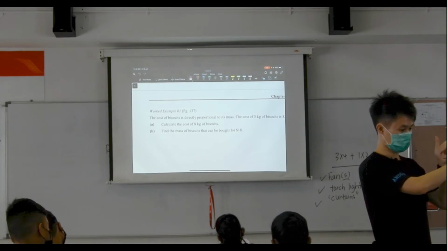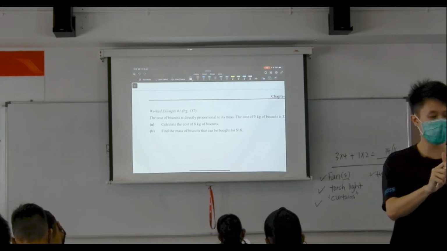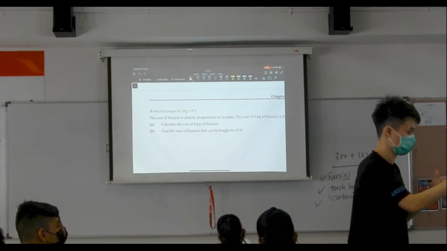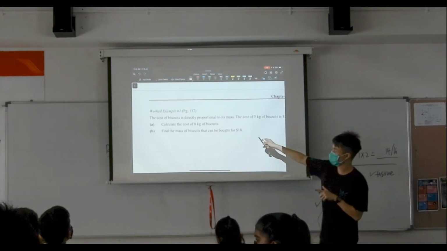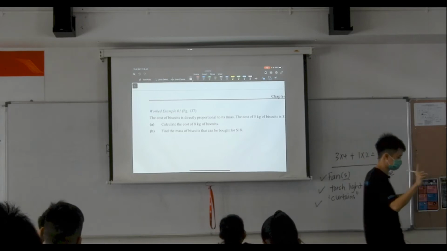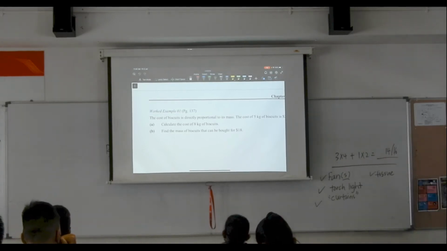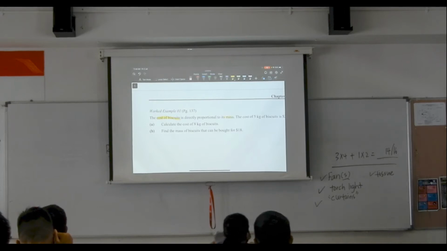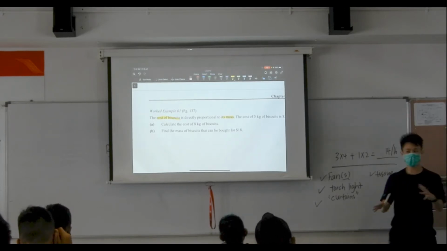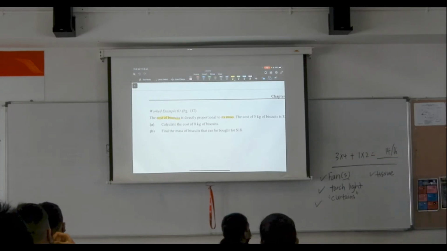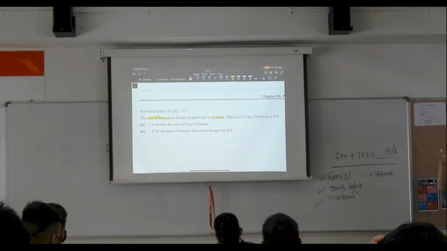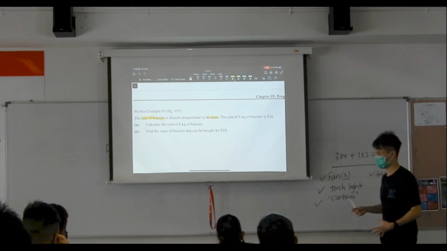It's very important to identify the two quantities you have that are in direct proportion. The two quantities here are, first, the cost, and second, the mass. They are in direct proportion. So this is the first clue: the cost and the mass of the biscuits are in direct proportion.